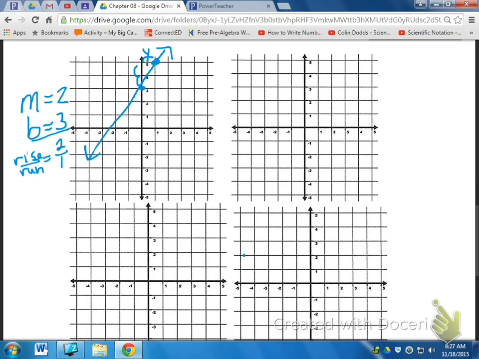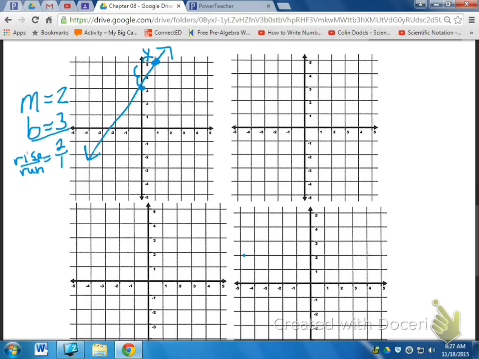So for what we're doing, I want us to always run right today, because we're just starting this. Once you learn more about lines, you'll understand how you can really go either direction, but for now, you're going to rise and run right, unless you get a negative, and we'll talk about that in just a second.